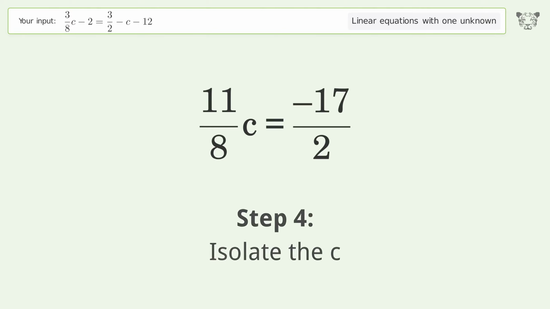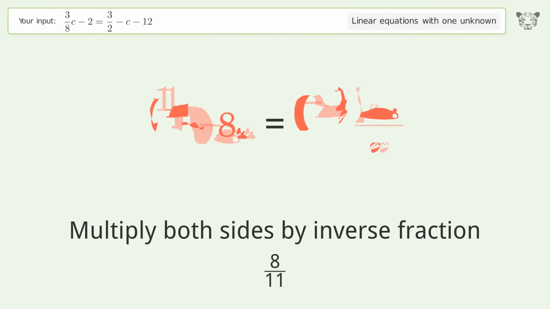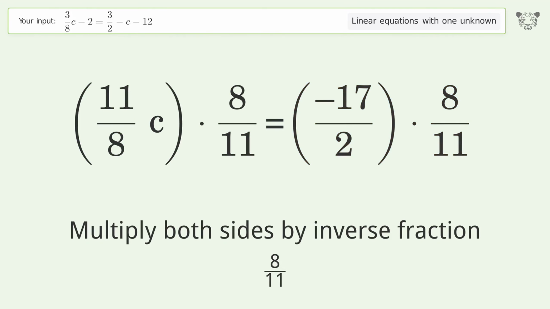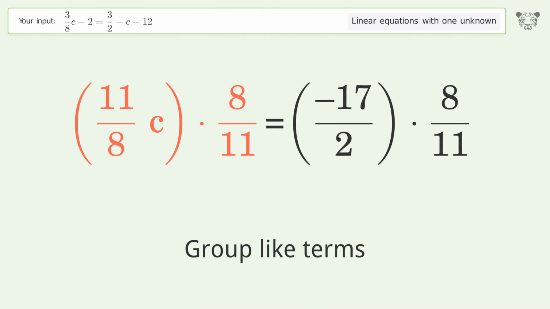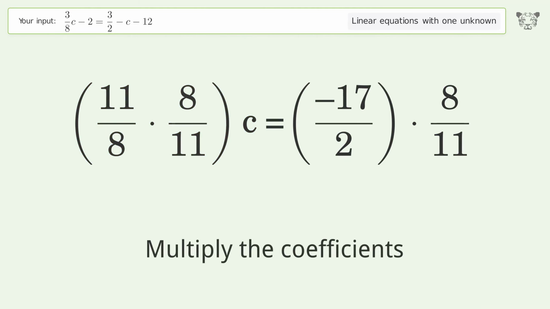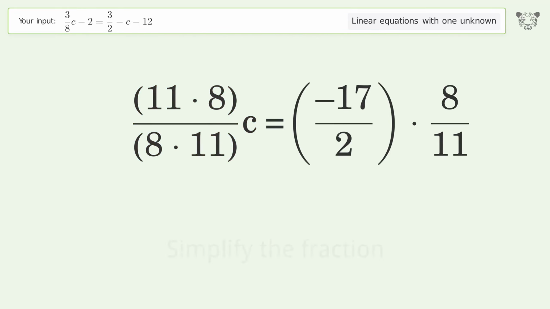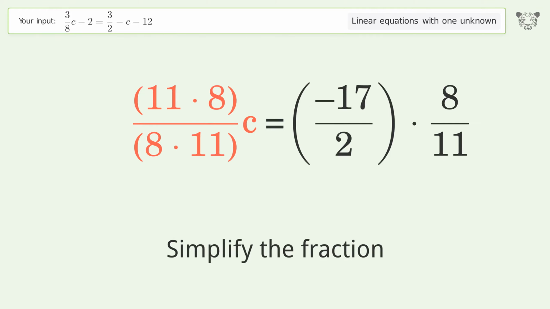Isolate the c. Multiply both sides by inverse fraction 8/11. Group like terms. Multiply the coefficients. Simplify the fraction.